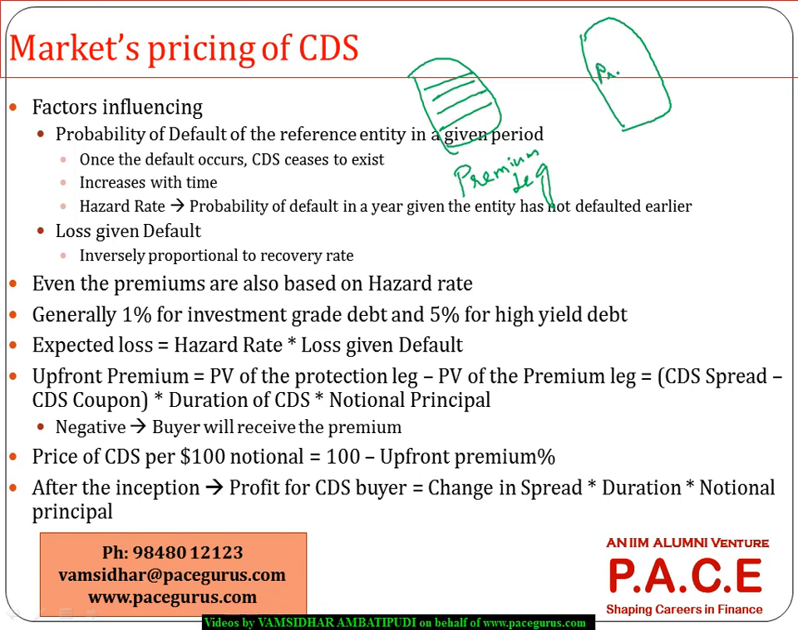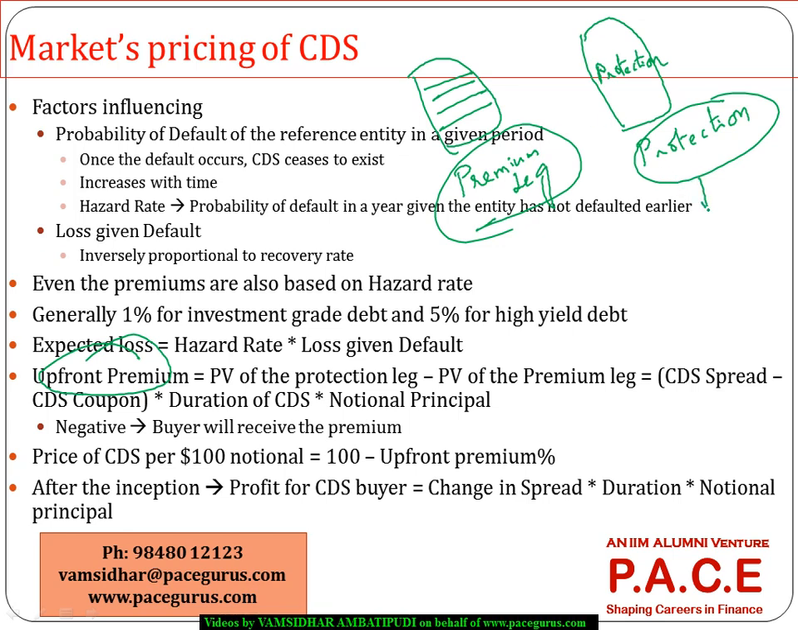And on the other side, the benefit that is provided by the CDS seller or protection seller is called the protection leg. So the present value of these two legs is typically computed, and the difference between the two is what we call the upfront premium. At the start of the contract, both of them should have equal present value. Anyone having a higher present value, that particular party will receive a premium from the other party. So if the protection leg minus the premium leg is positive, then the CDS seller will receive the premium. Otherwise, if it is negative, then the CDS buyer will receive the premium.